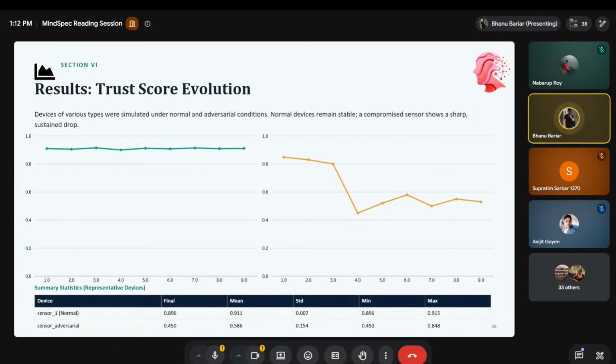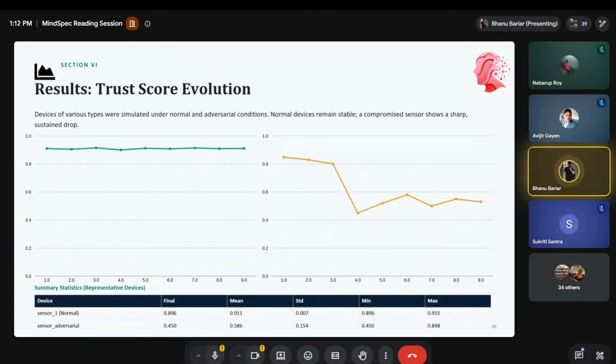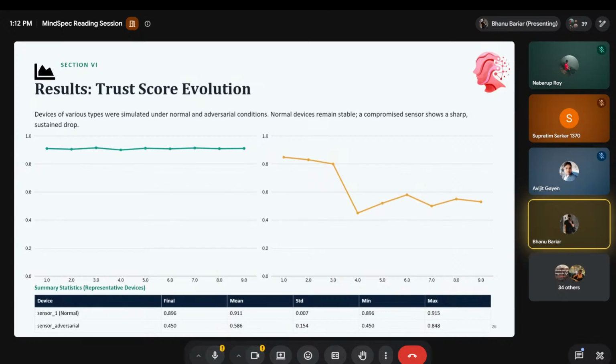There are only very small fluctuations which are expected because network conditions and operational events naturally vary. However, the overall trust remains close to 0.9, indicating that the device behaves consistently, maintains valid certificates, stays patched, and communicates regularly. Now let's compare this with the graph on the right. This graph represents an adversarial scenario. Initially, the trust score behaves similarly to the normal device. However, after the simulated compromise, the trust score drops sharply.